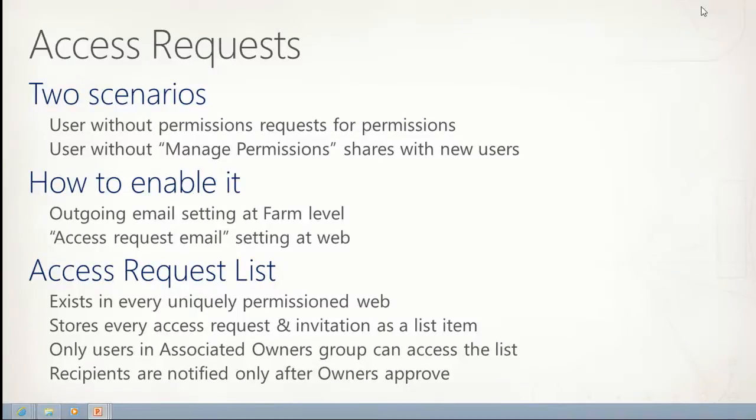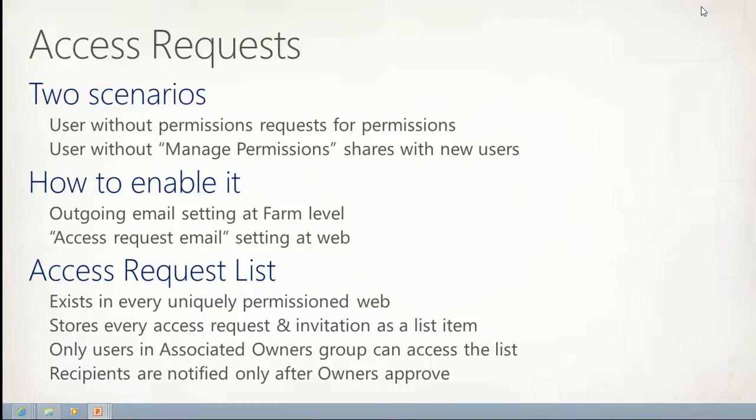The second one is when a user who does not have managed permissions tries to share a site or a document with someone who does not have permissions to that document or site yet. We'll talk about both of them with a flow chart on the next slide. But let's just talk about what access requests actually require in terms of enabling it.